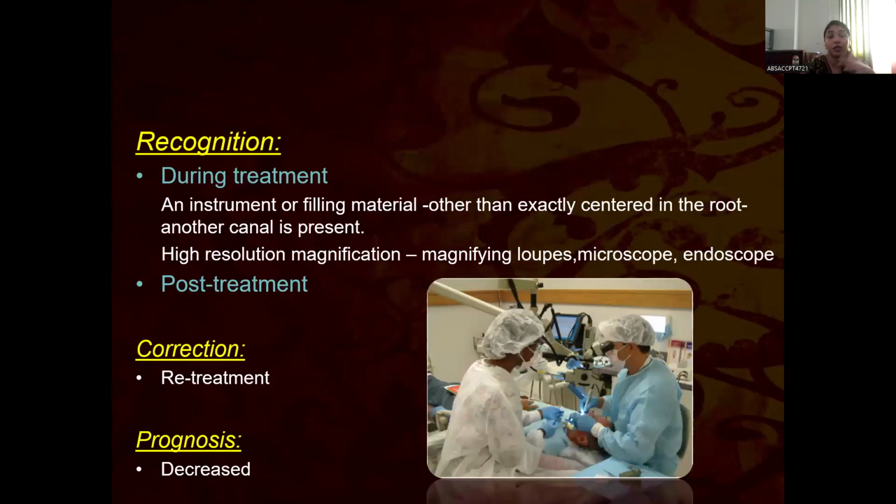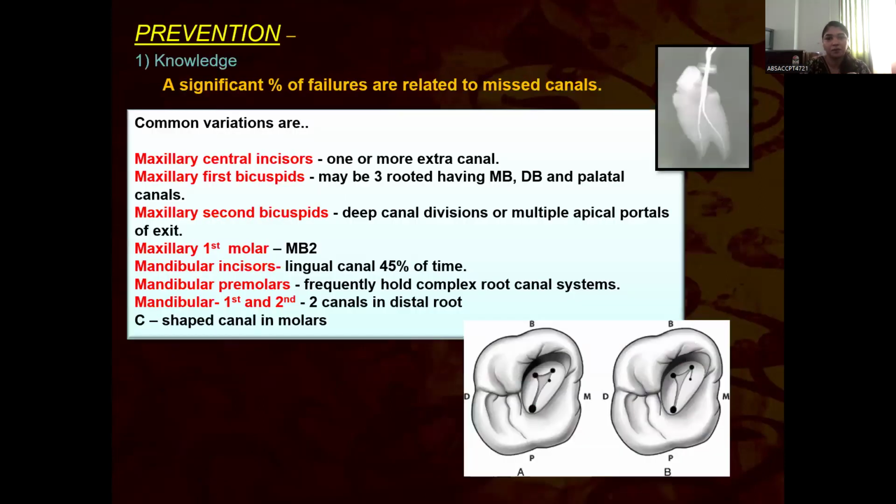Next is the recognition. How do you recognize it? During the treatment, an instrument or filling material that is not exactly centered in the root canal is present. Then there is high resolution magnification. You can use a magnifying loupe, a microscope or an endoscope to recognize the missed canal. How do you correct it? First and foremost thing you can do is retreatment. Next is the prognosis. Yes, you have made a mishap, so there is a chance of decrease in the prognosis.